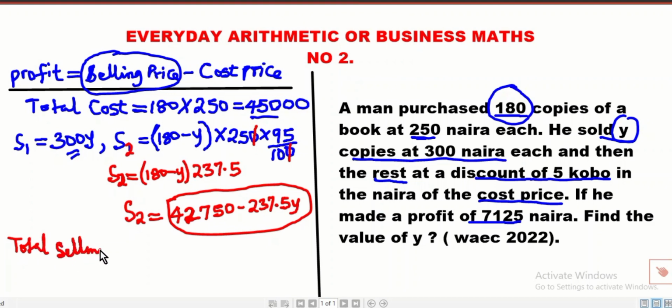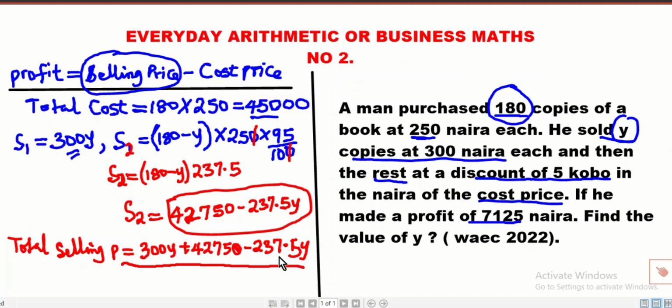selling price is going to be equal to 300Y plus 42,750 minus 237.5Y. Okay, this is the amount for the whole of the selling price.